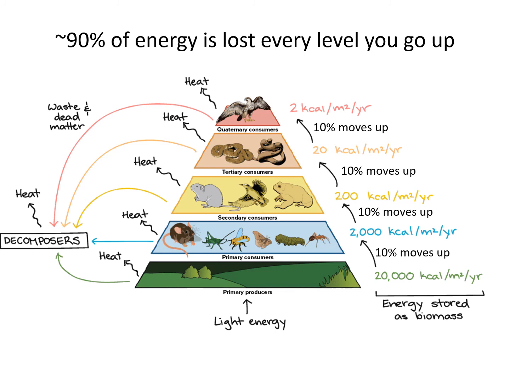So the grasshopper only gets 2,000 kilocalories from the grass, and then when the frog eats the grasshopper, it only gets 200 calories from the grasshopper. And then when the snake eats the frog, it only gets 20 calories from the frog. And then when the falcon eats the snake, it only gets 2 calories.